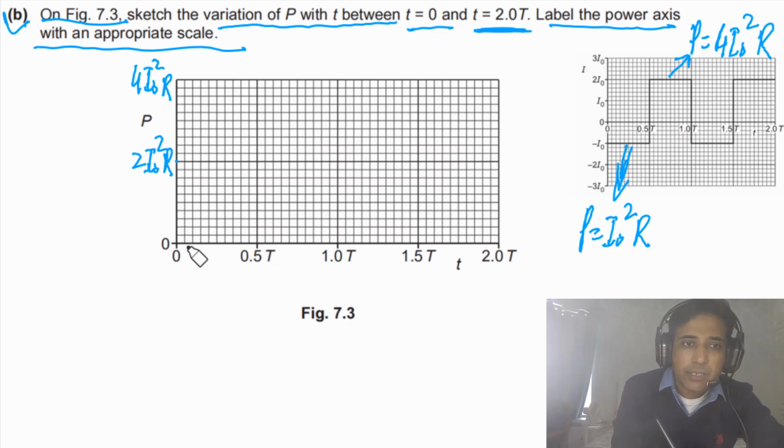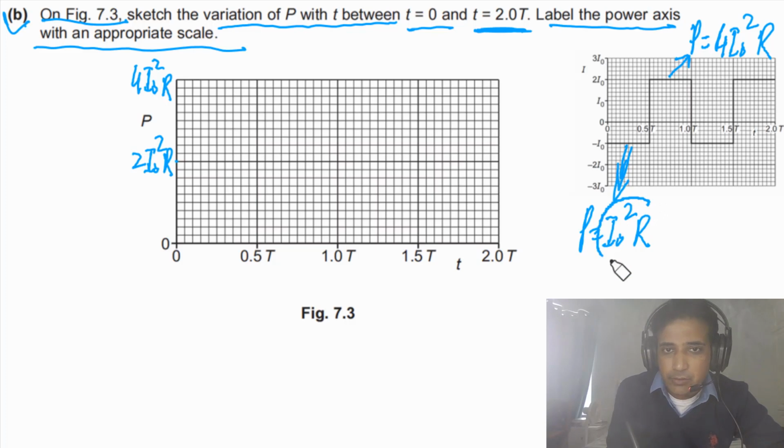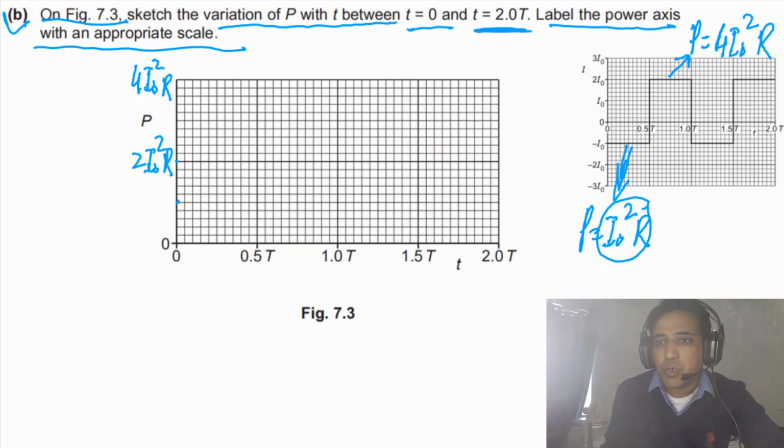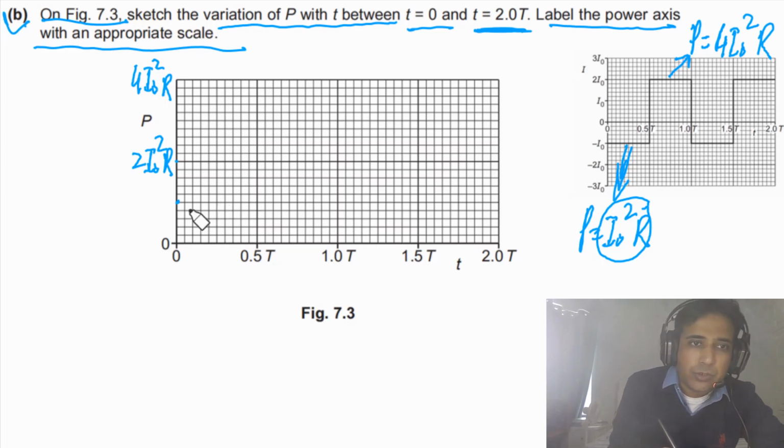Now for this part, because this power is I naught squared times R, we can take 5 small squares from here. So this is 1 2 3 4 5, and now simply we can draw a line. From here we can draw this line, and after that the power is 4 I naught squared, so we can draw the line here. And for this part again power is I naught squared, so you can draw this horizontal line here, and then we can draw the horizontal line here.